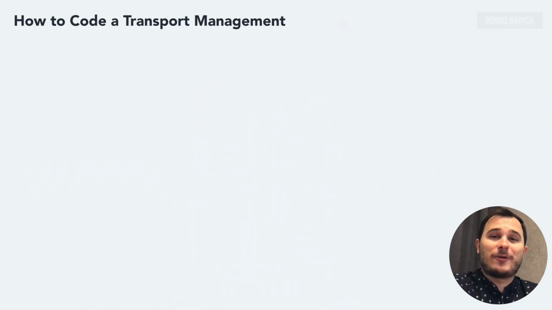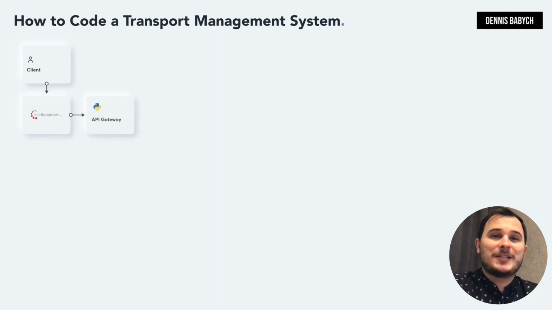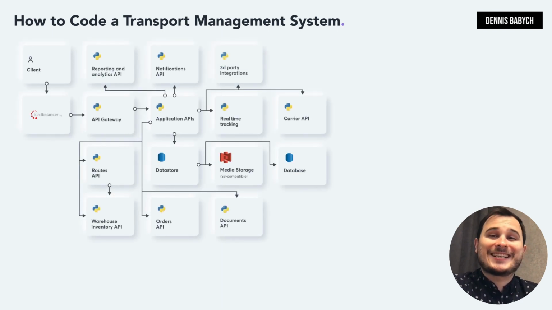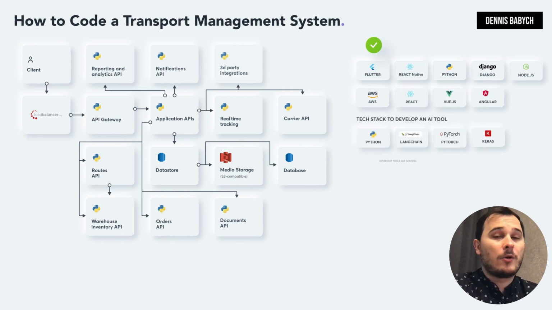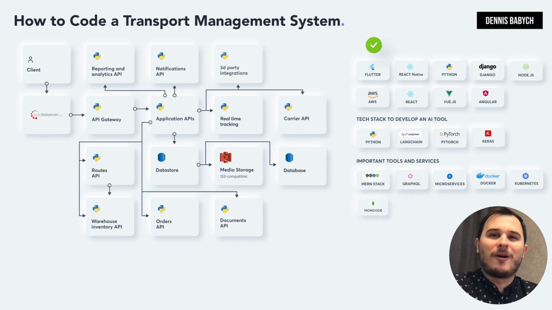If you're planning to create a transport management software, it's essential to select the appropriate tech stack that enables rapid development of your minimum viable product. Flutter or React Native are excellent choices for swift mobile app development. For backend development, Python, Django, Node.js, and Amazon Web Services are perfect options. React, Vue.js, and Angular are ideal for crafting web applications with ease. To develop an AI tool, Python, LangChain, PyTorch, and Keras should be utilized.